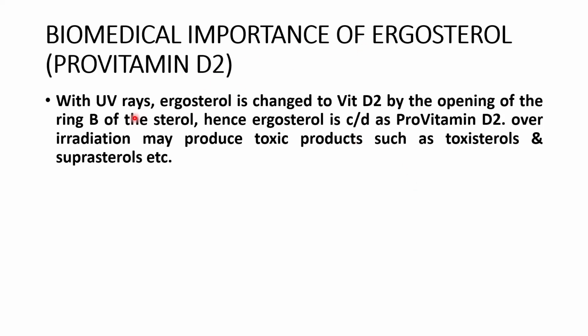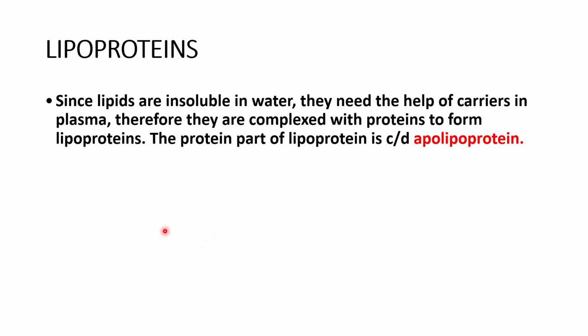Biomedical importance: with UV rays, ergosterol is changed to vitamin D2 by opening of the ring B of the sterol. So you have seen the ABC rings. Hence ergosterol is called provitamin D2. Over irradiation may produce toxic products such as toxysterols and suprasterols, etc.